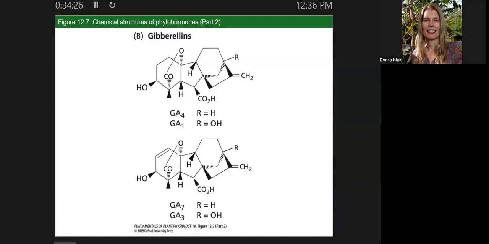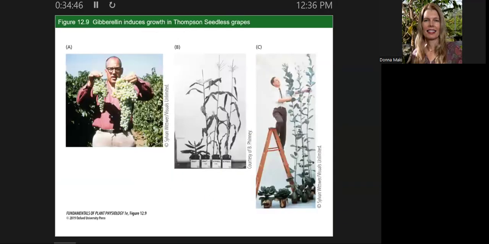So gibberellins, if you're curious, that's what the structure looks like. And for some reason, they've chosen to number these instead of give them unique names. So you see them GA with some numbers, subscript for the different forms of gibberellins. And so after they figured out that plants make this and not just pathogenic fungi, they started playing around with it. And here are some classic images of what it can do.